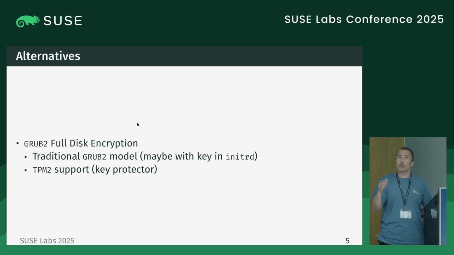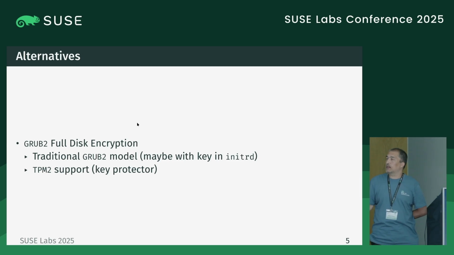In this traditional model, we usually have a password in openSUSE. In the traditional model, this password is going to be asked two times, but there are workarounds, very well documented workarounds for that, where you put the same key in the initrd.